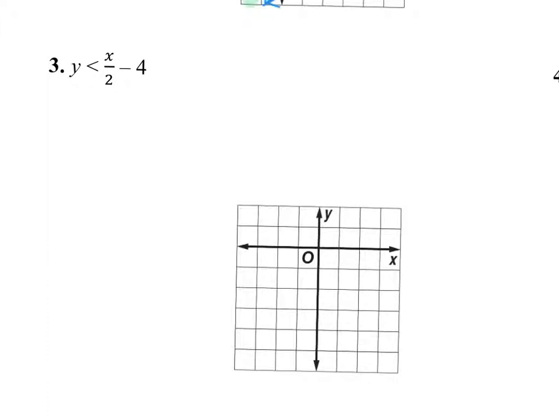Okay, number 3 is already in slope-intercept form. Our slope is 1/2. 1/2 is the number being multiplied to x. Our y-intercept is -4. Always start with the y-intercept. Okay, from there you go up 1 and 2 to the right. And to go the other way, we go down 1 and 2 to the left.